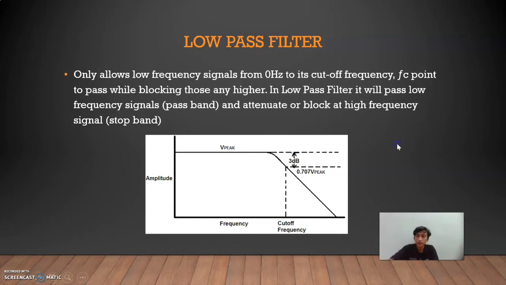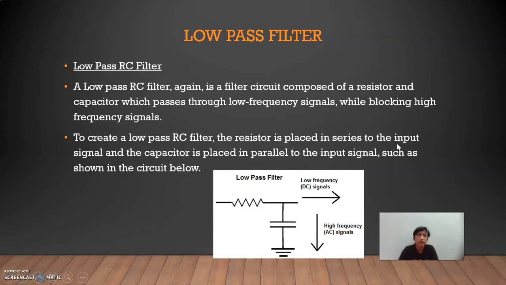Okay, next page. Low pass filters come in two types. The first one we can call the low pass RC filter. A low pass RC filter is a filter circuit composed of a resistor and capacitor which passes through low frequency signals while blocking high frequency signals.